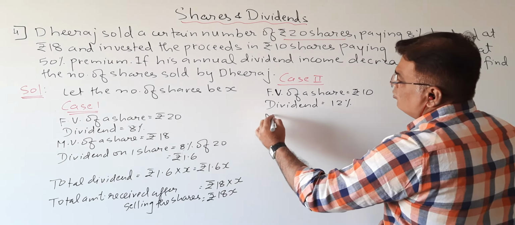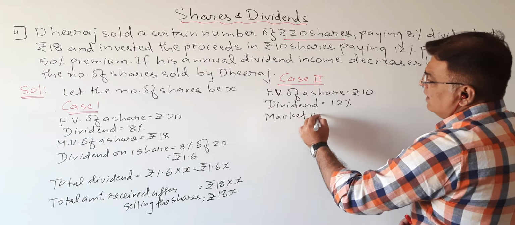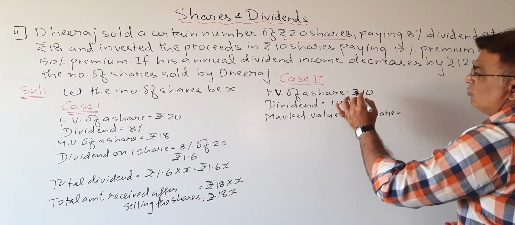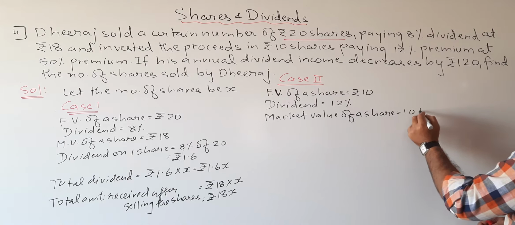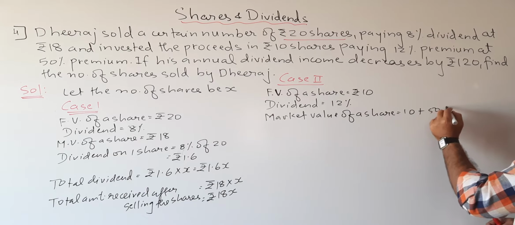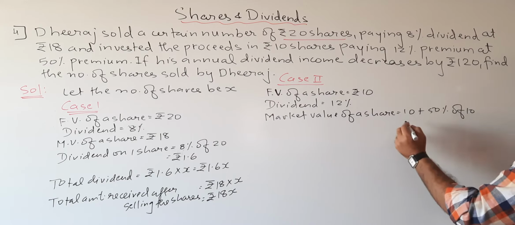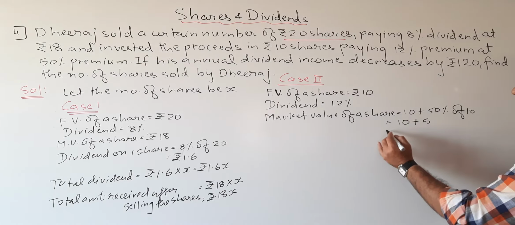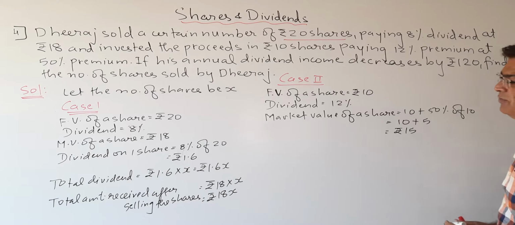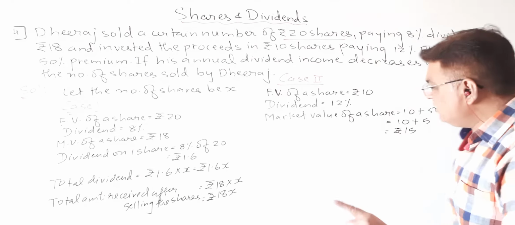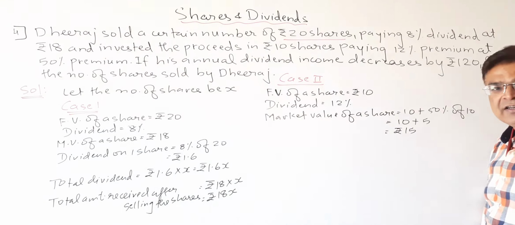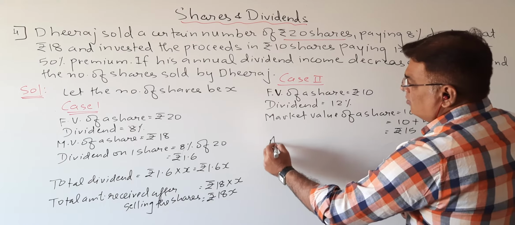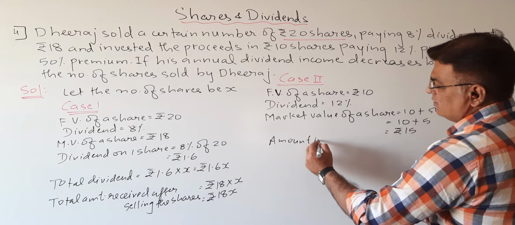And what is the market value of a share? Now this share is at a 50% premium. So 10 plus 50% of 10. Now 10 is the face value of a share. So 10 plus 50% of 10, which is 5, so it is rupees 15. So what is the market value of one share? The market value of one share is rupees 15. And how much is he investing? He is investing rupees 18x. So the amount invested.